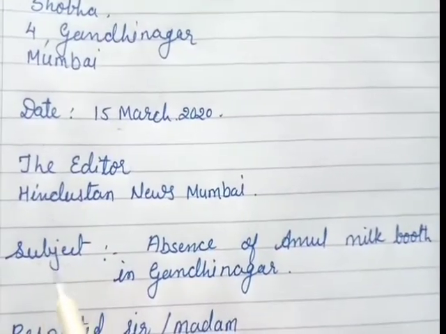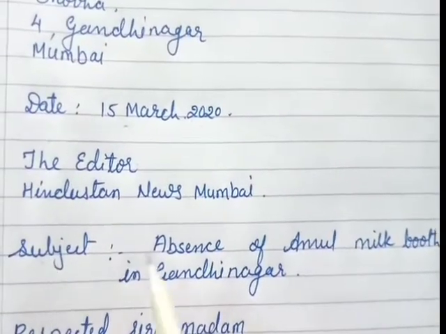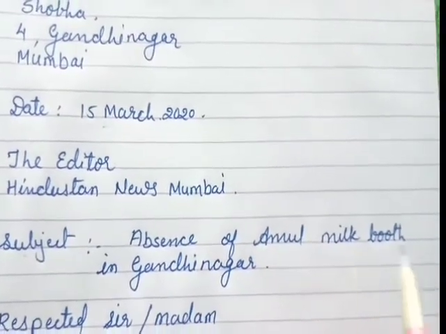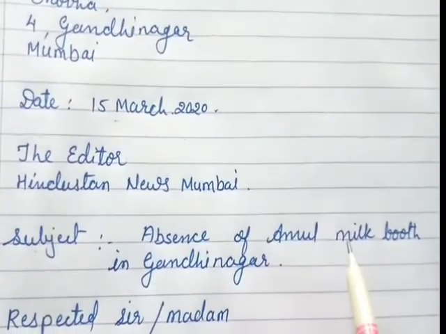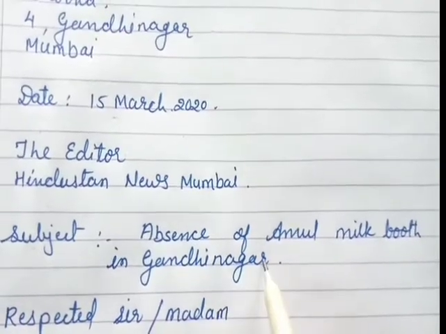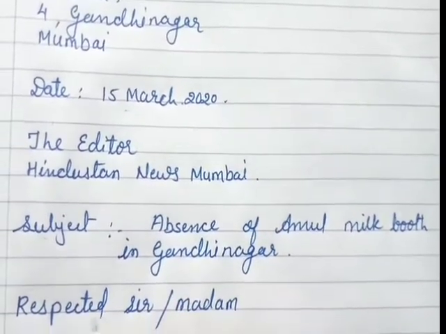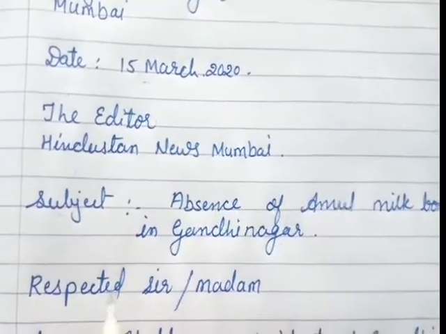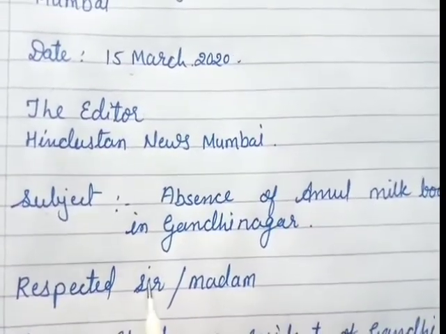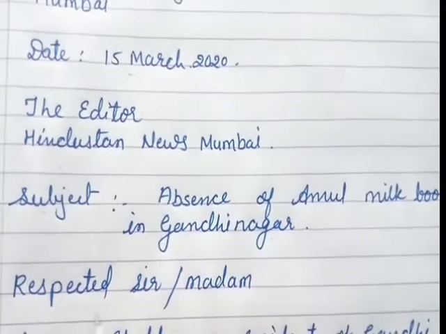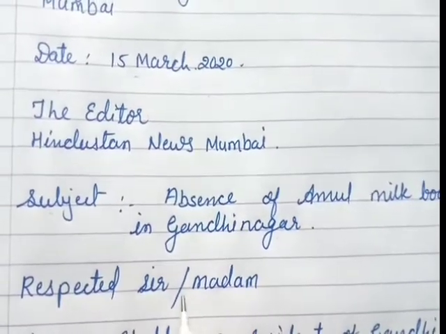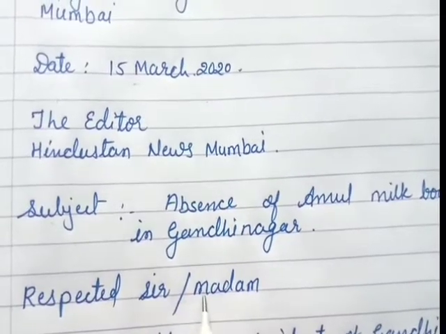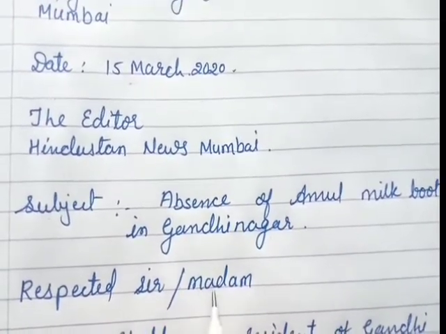As I told you when I explained the format, your subject should be precise and complete in one line: Absence of Amul milk booth in Gandhinagar. This is your subject. Then again leave one line and write the salutation. Respected sir or madam. If the gender is unknown, if you don't know whether the person is male or female, you should write both salutations, respected sir and madam.